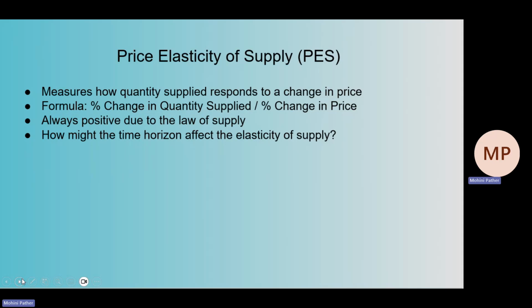Then we have price elasticity of supply, PES. Now this measures how the quantity supplied responds to a change in price. You'll remember that on our supply curves, according to the law of supply, if the price increases, so will the quantity supplied. So the formula for price elasticity of supply is the percentage change in quantity supplied over the percentage change in price. It's always positive because of the law of supply. So we haven't forgotten it. It is still there.